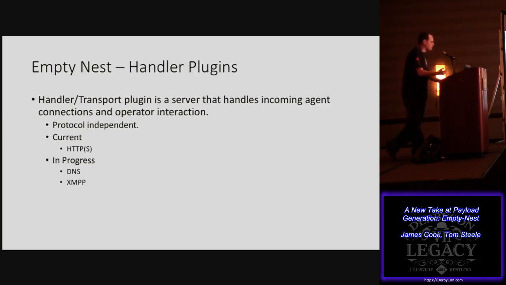Okay, so a handler plugin is what we use for all the transports. It's protocol independent, and these will handle all the incoming agent connections. Currently, we support HTTP and HTTPS. We're working on DNS and XMPP, but you could write it for anything, right? So anything that can accept an incoming connection, you can write a plugin for it, and you can easily start accepting those new connections. So we'll look at those real quick.